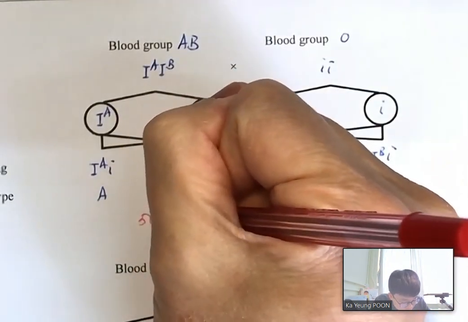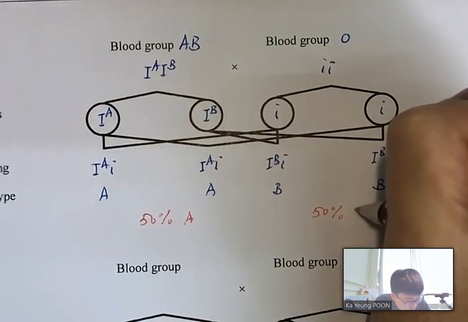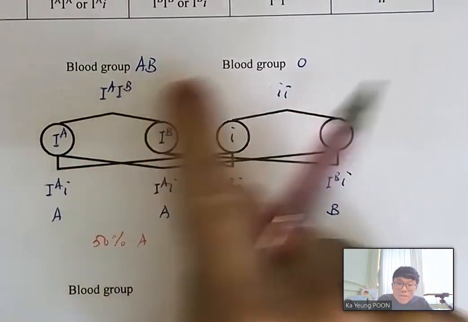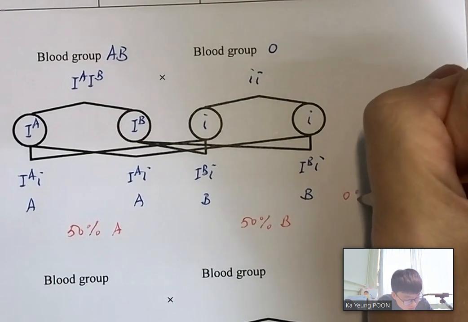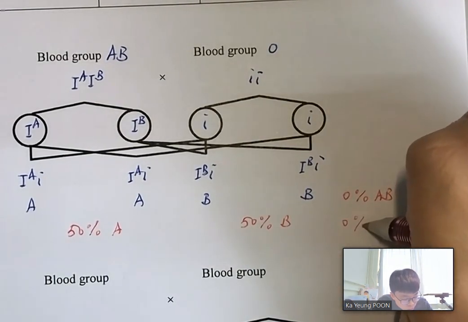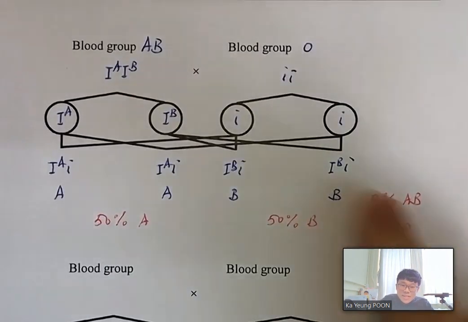So it will be 50% chance of having A and 50% chance of having B, but 0% for blood group AB and O. 0% of the offspring would be AB and 0%, it's impossible to have O again. Now that's so funny, isn't it?